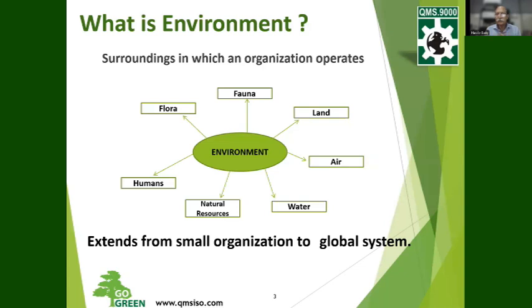Environment means surroundings in which the organization operate, includes land, water, air, flora, plantation, flowers, fauna, animals, human being, and their interaction. So these are 7 things: land, air, water, natural resources, human, flora and fauna, and their overall interaction. That is environment.